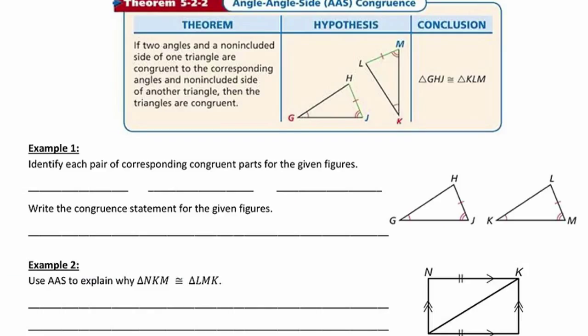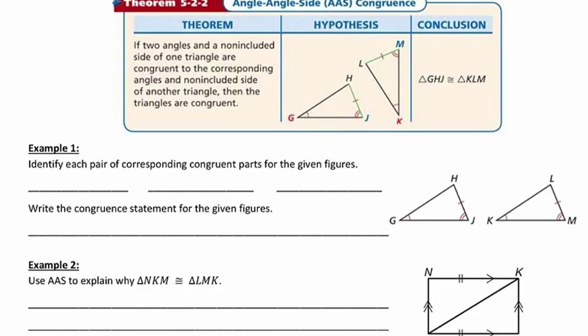Next, we're going to be looking at angle-angle-side congruency. If two angles and a non-included side of one triangle are congruent to the corresponding angles and non-included side of another triangle, then the triangles are congruent.